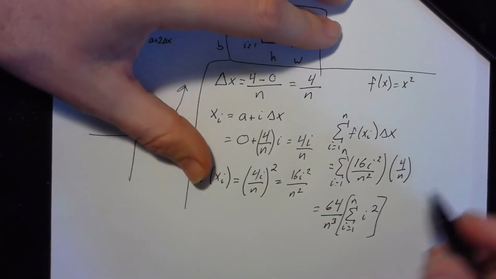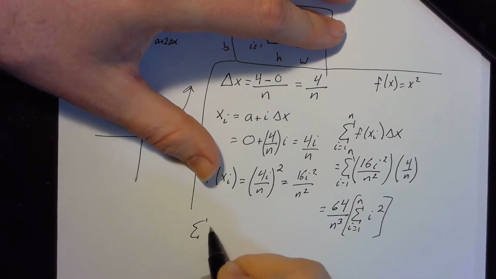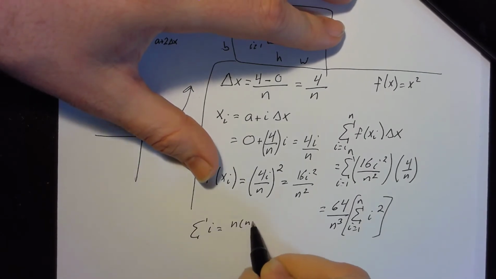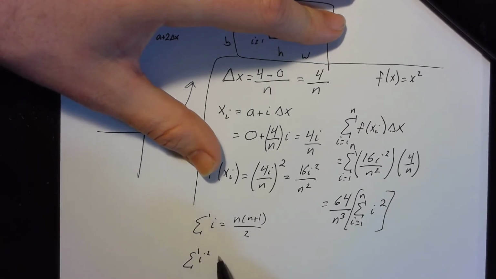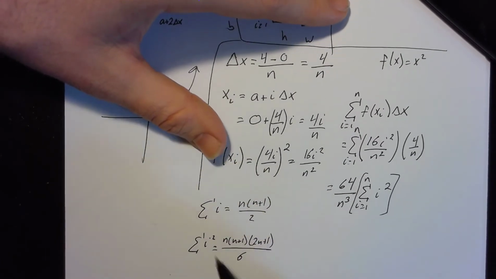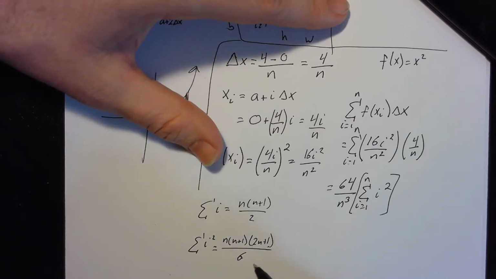So recall the summation of i equals n times n plus 1 divided by 2, and the summation of i squared happens to be n times n plus 1 times 2n plus 1, all divided by 6. Again, I remember that there's a clear pattern between these two pieces, such that n and n plus 1 are still in there, the 2 is still in there, and now I have a 2n plus 1, and a 3 added to the bottom in a multiplicative form.